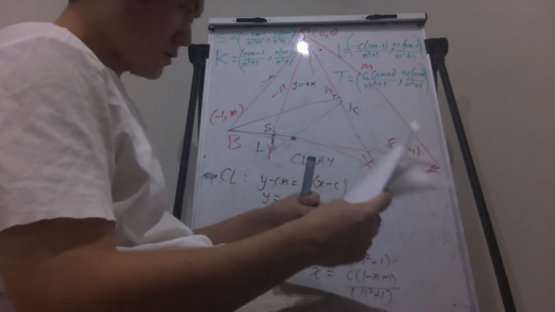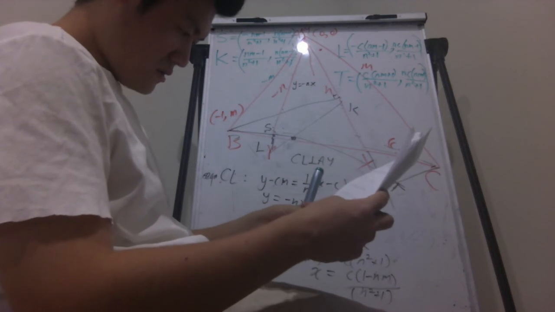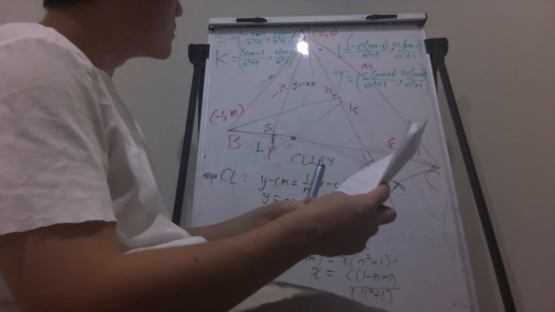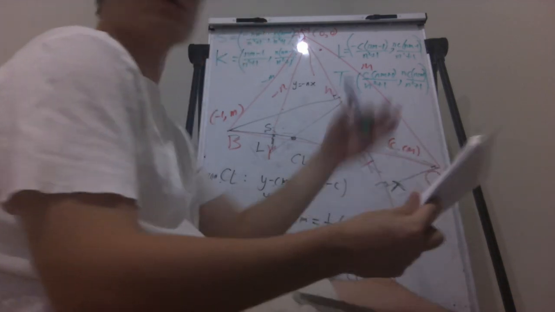So the t, c outside of 1 plus mn. Yep, that's what he got for t as well. Okay, so we just saved going through that process again.